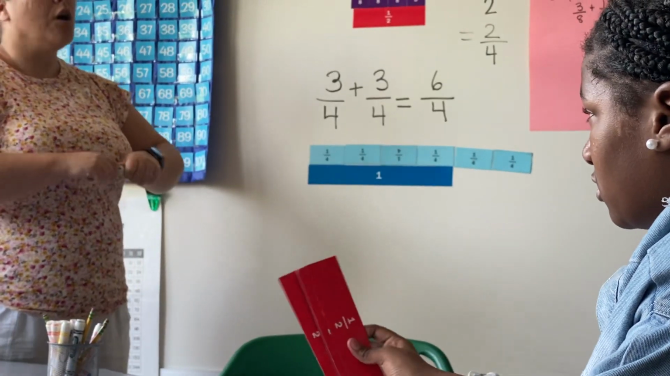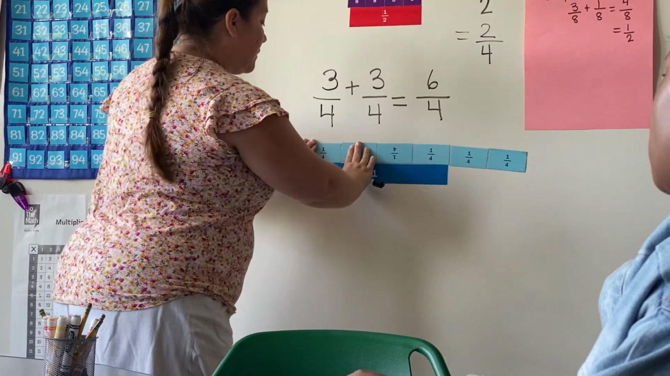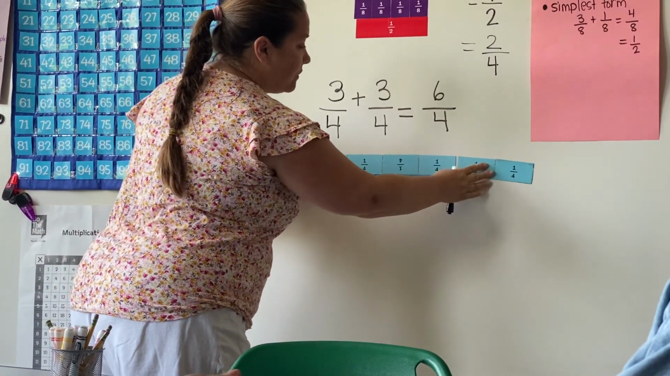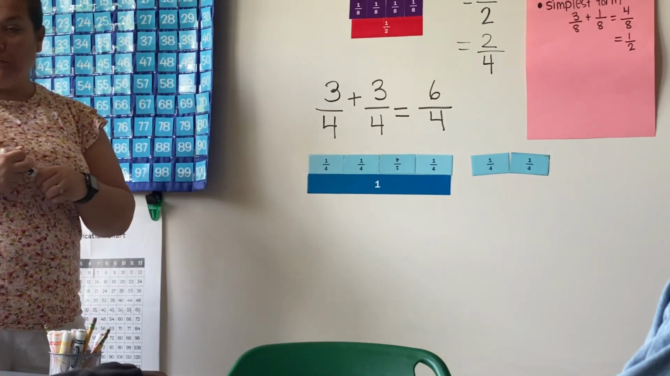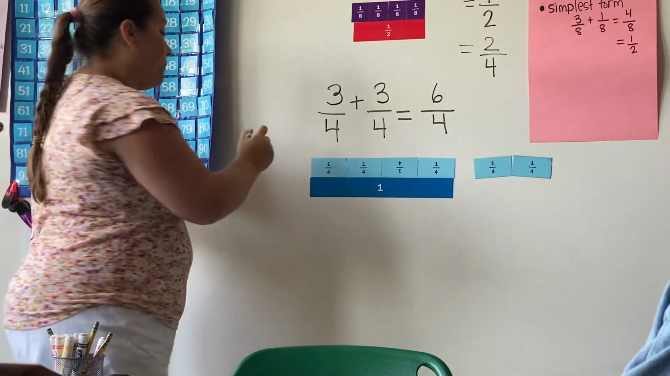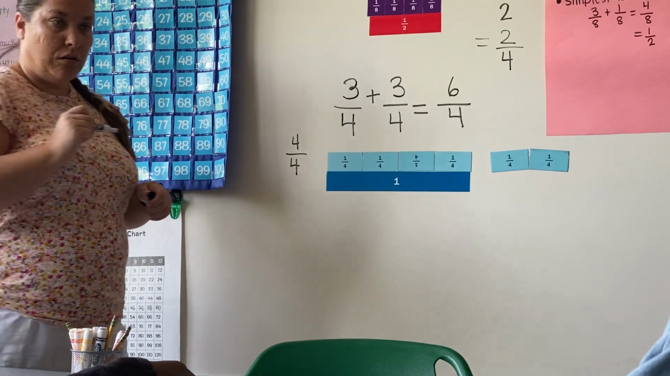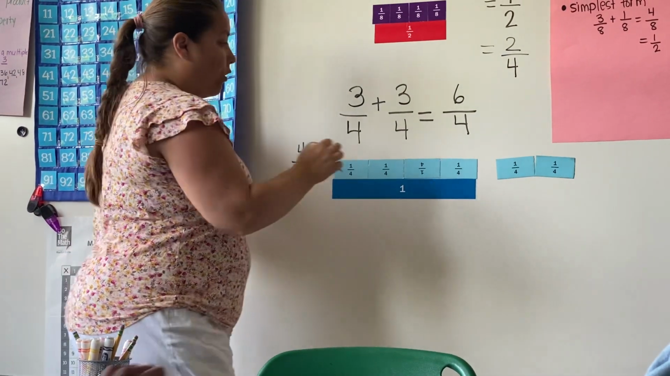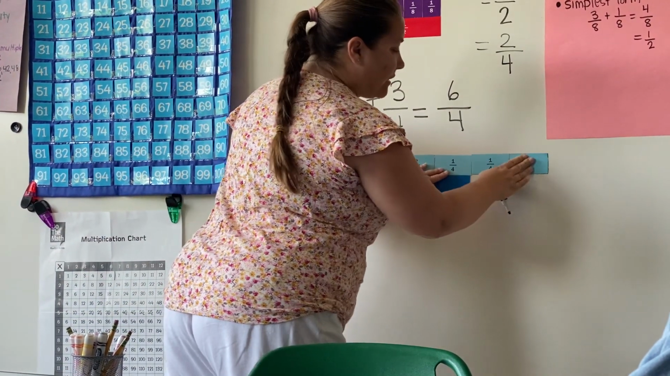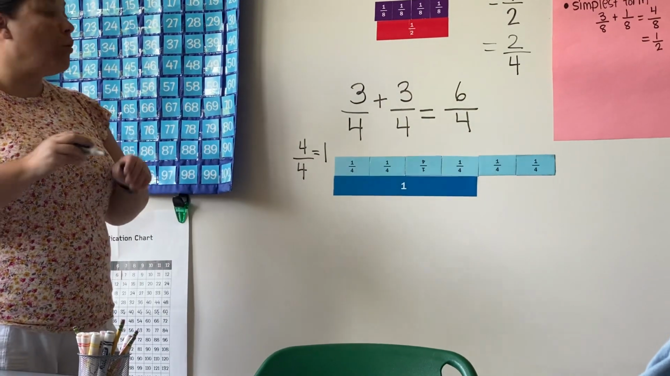2. Okay, so wait, hold on. So we have our 4ths. If we build our 4ths, how many are going to equal the whole? 4. So remember we did a fraction like that? When the numbers are the same, they equal a what? A whole, right? They equal a whole. Now we have more than a whole or less than a whole? More than a whole.